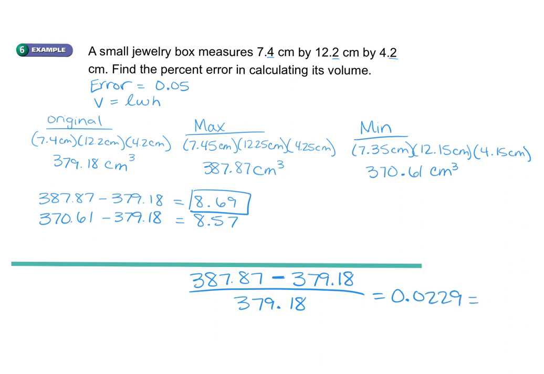Okay, so as a percent, I'm going to move my decimal place over 2. I want it as a whole percent, so I'm going to round that to 2%.